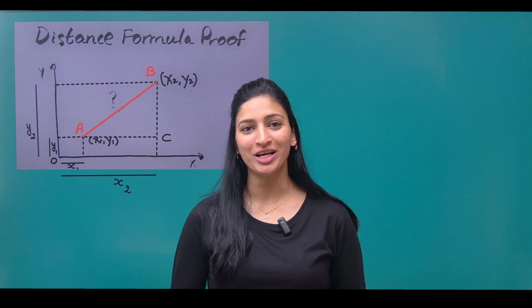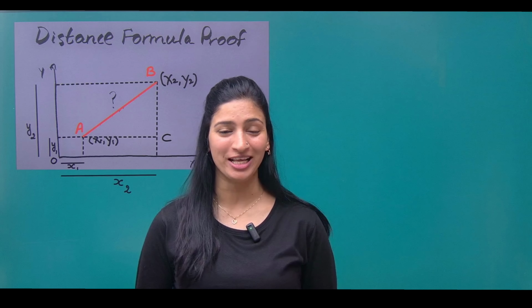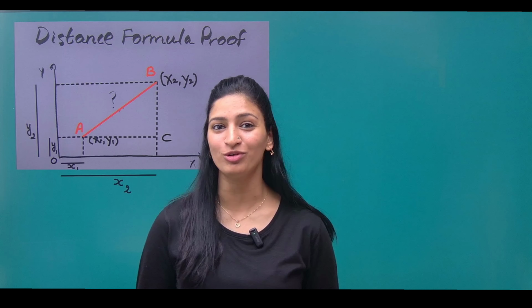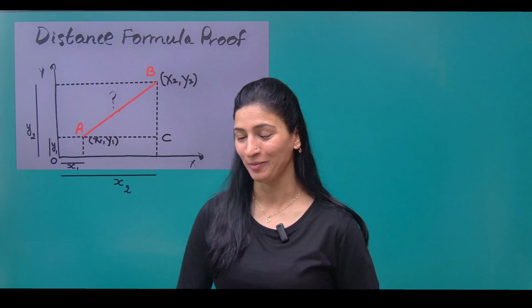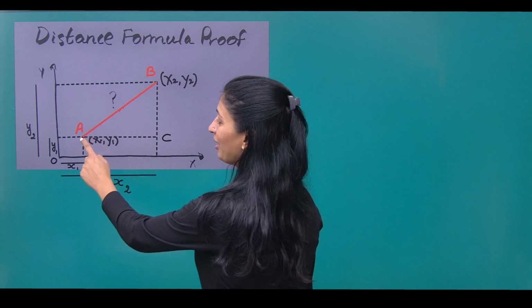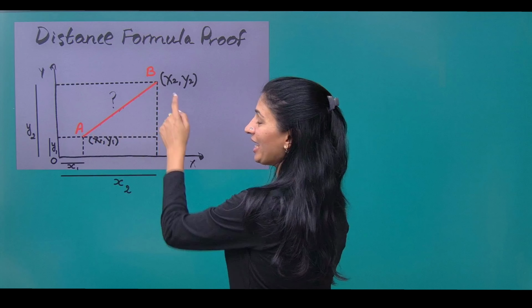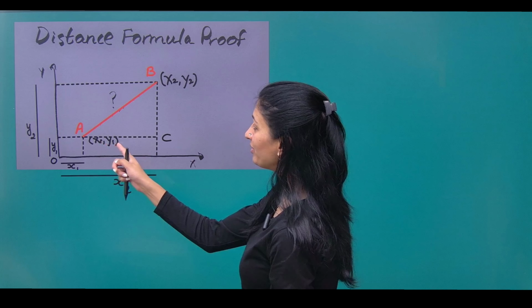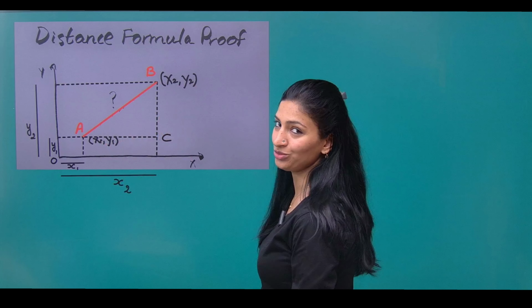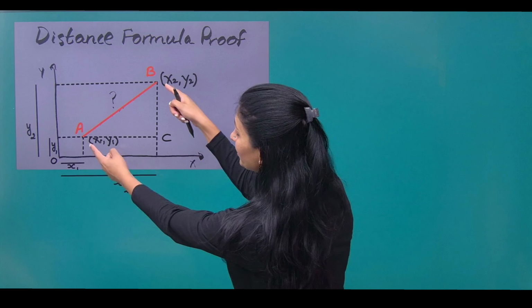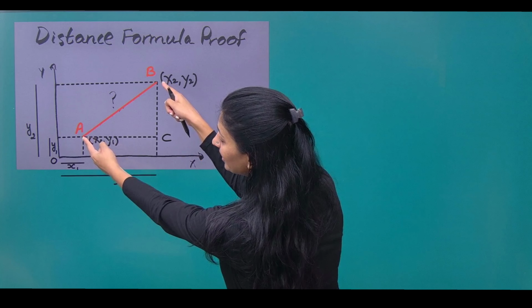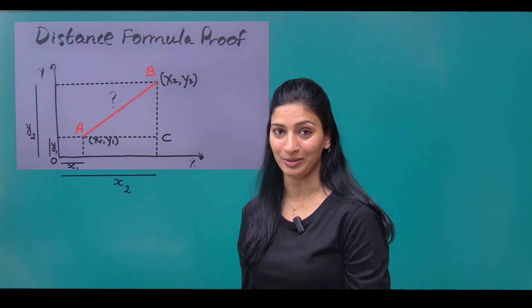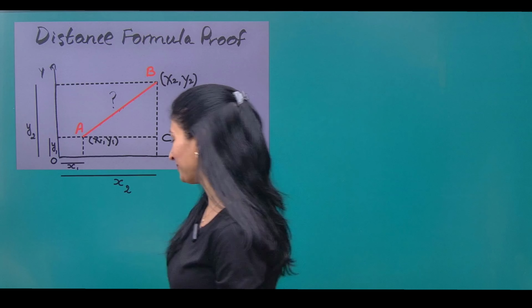In this video, we are going to derive the distance formula, and this video is going to be very helpful for both class 9th and class 10th. So here in this graph, we have 2 points, point A and point B, and their respective coordinates are x1, y1 and x2, y2. So here our aim is to derive a formula so that we can get the length of the line segment AB. So let's start the derivation.